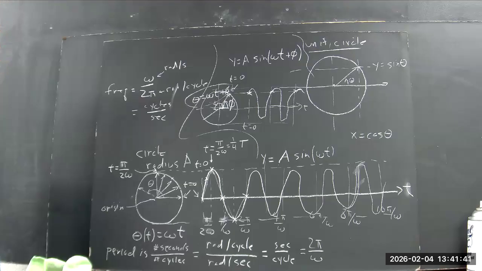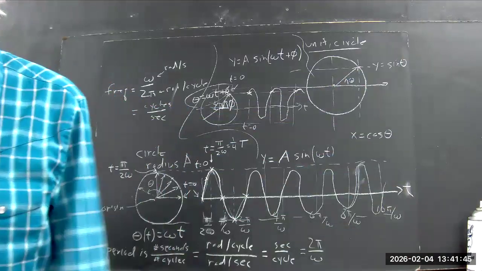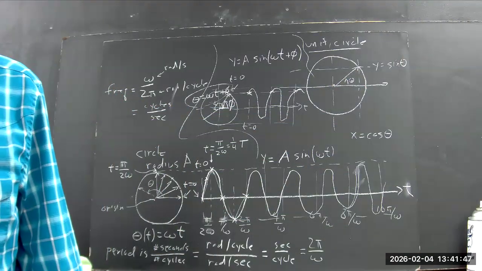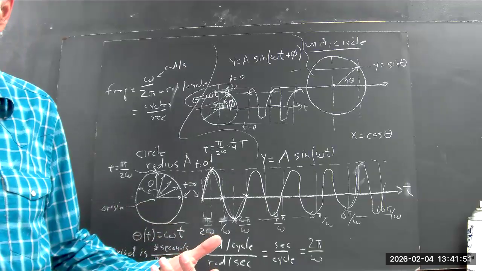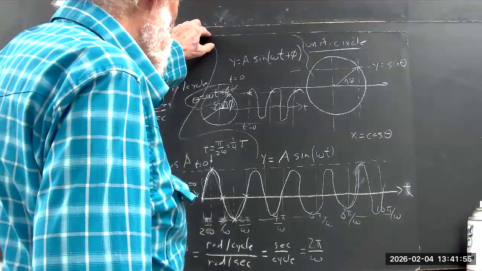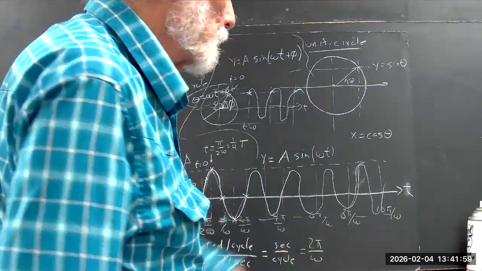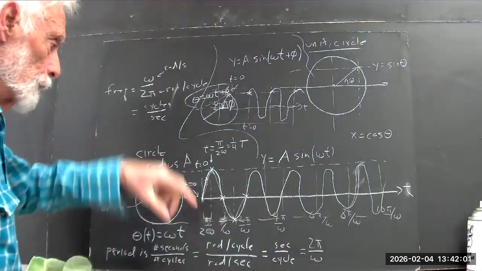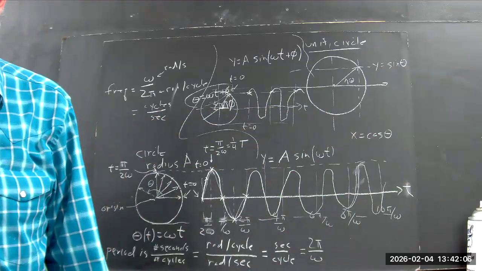Now, if you want to do y versus x to get the actual shape of the wave in space, it's the same picture. Except that you're not labeling this in terms of time, you're labeling this in terms of how many cycles you've traveled. Okay.